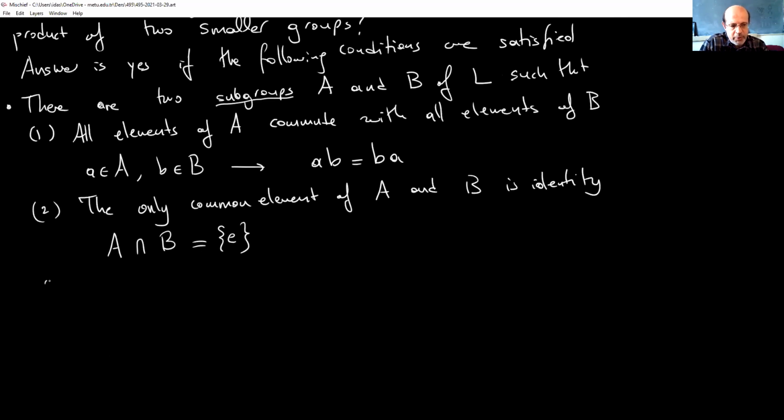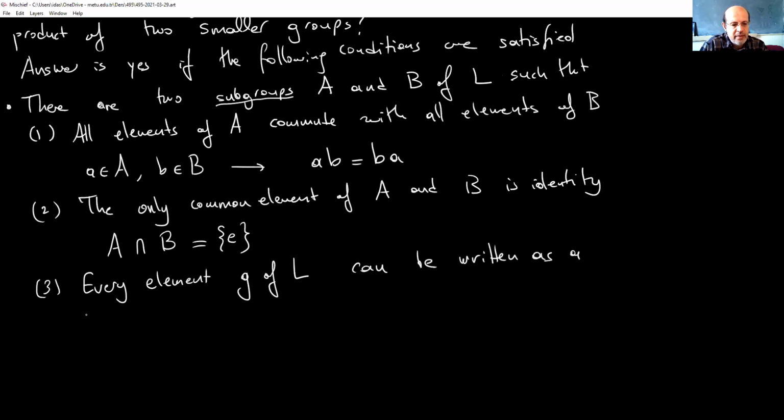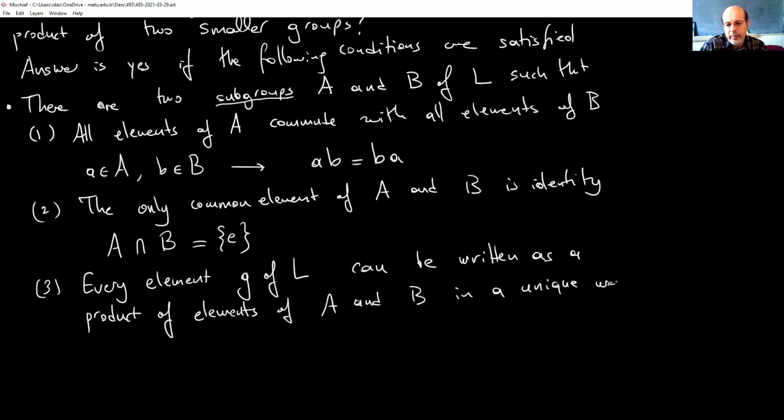So that's kind of important for the third one. Every element of L can be written as a product of elements of A and B in a unique way. Okay.